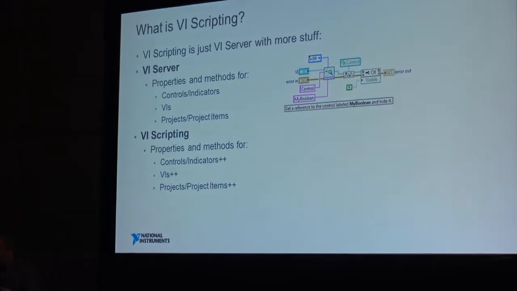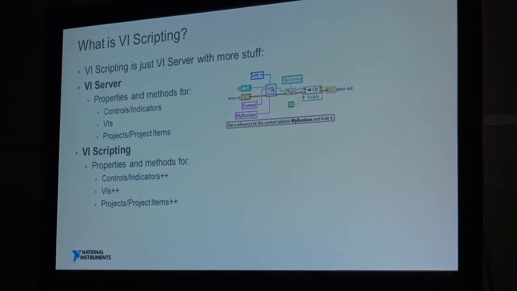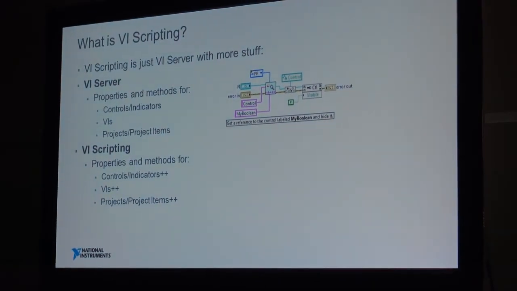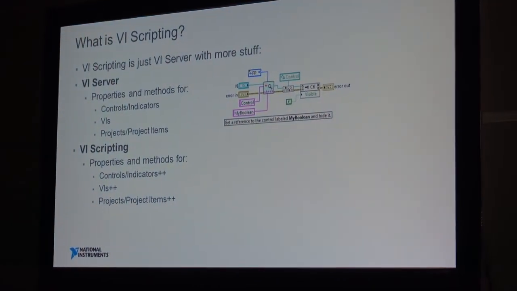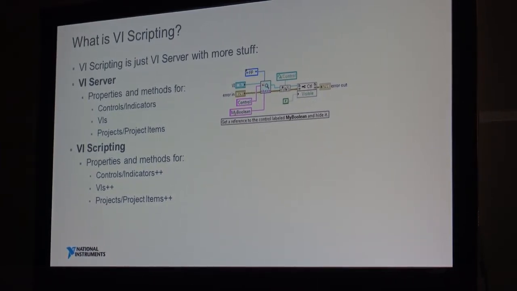For example, with a numeric control on the front panel, you can change its visibility, like in that screenshot there. When you turn on scripting, you can also do things like change its representation. So you can change it from double to I32. That's an example of something that gets opened up when you turn on scripting.